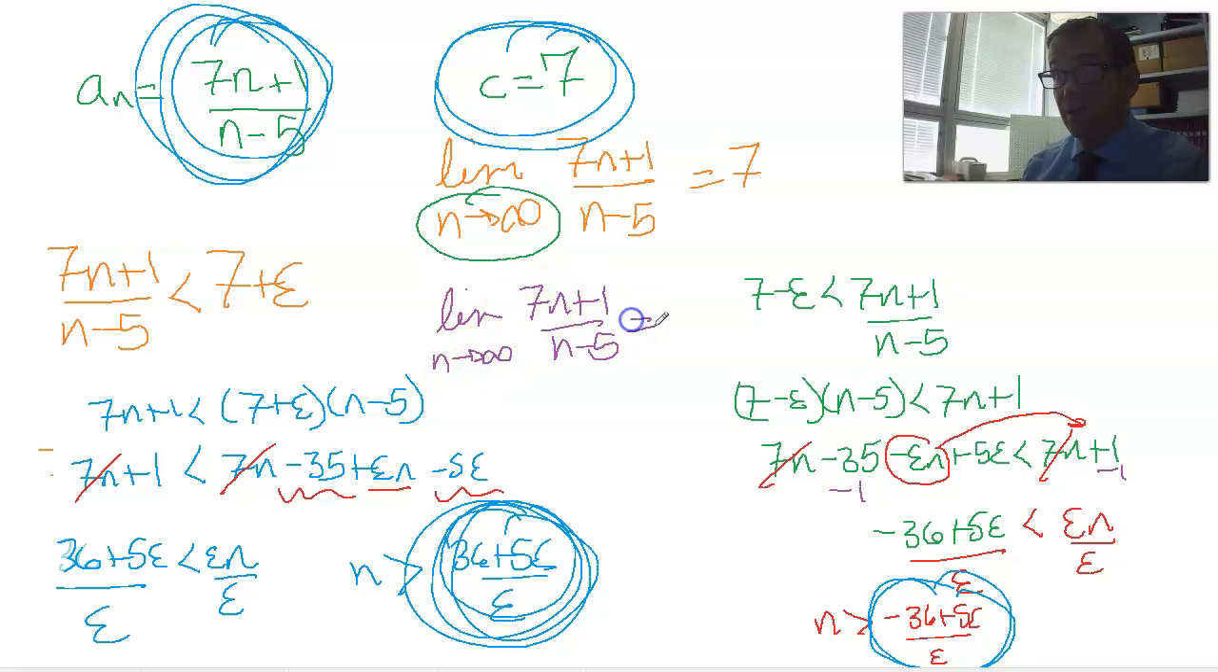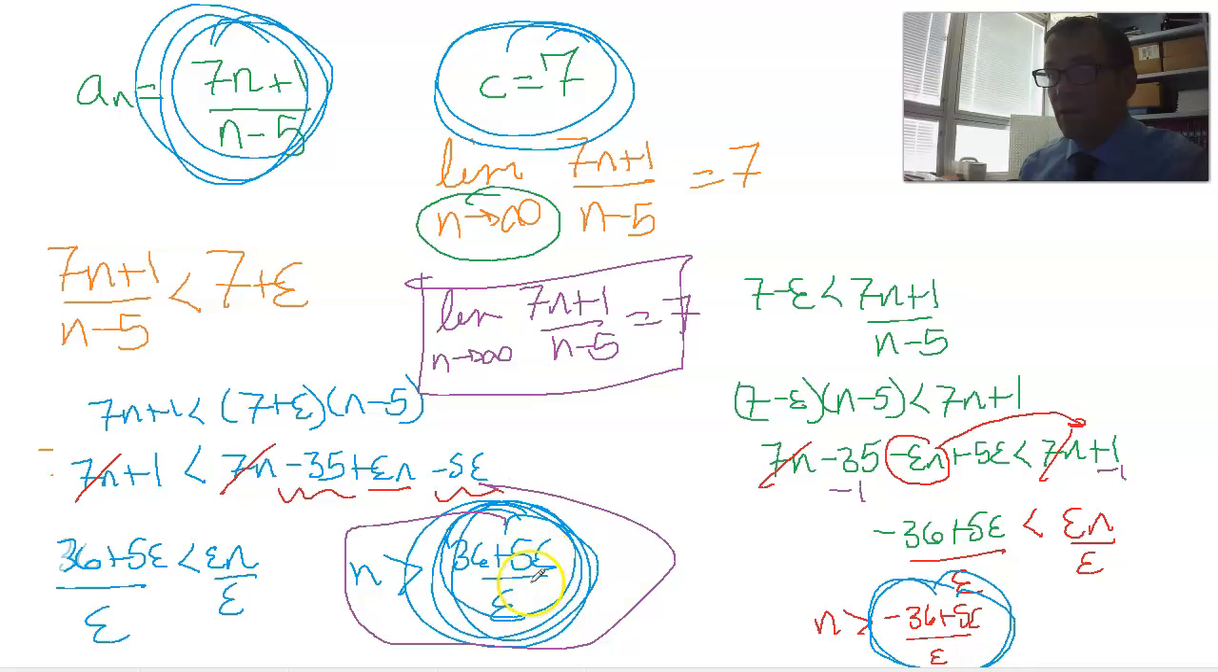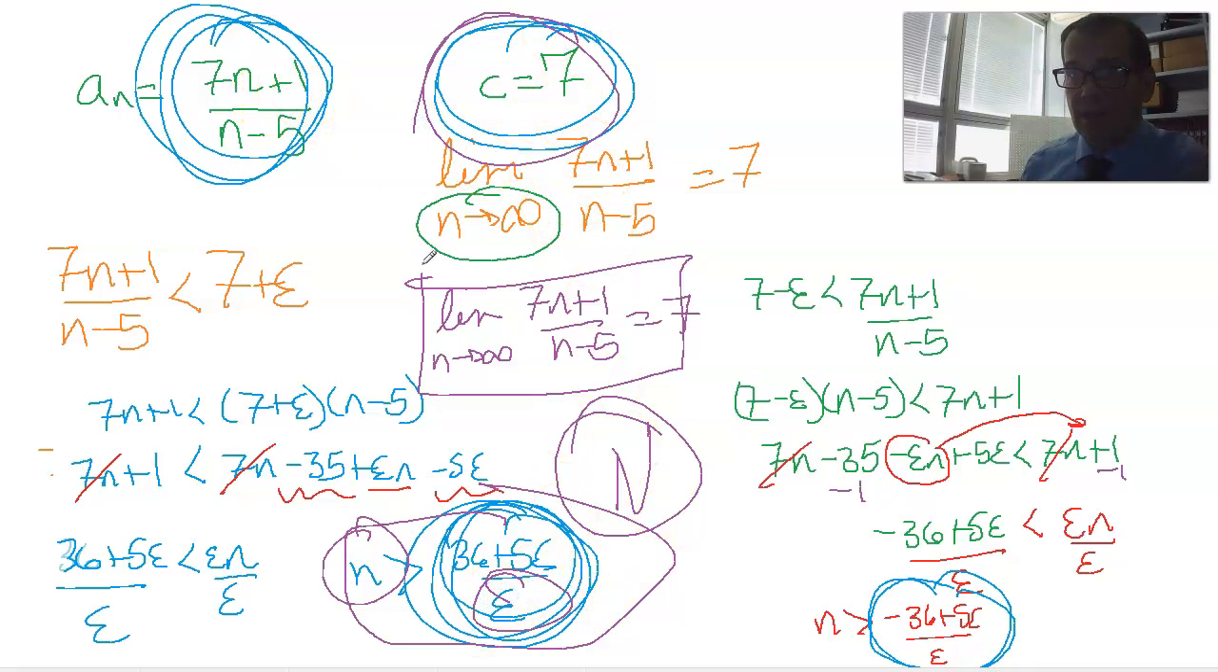So I can say with confidence that the limit as n approaches infinity of (7n + 1) over (n - 5) does in fact, well, that's not how you say equals, does in fact equal 7. Because at some point, if you tell me the epsilon, I can tell you the value for n where all the n's past that number are that close to that number and they stay that close.